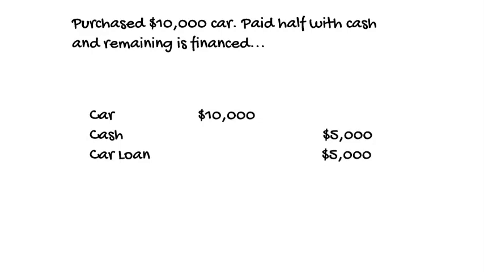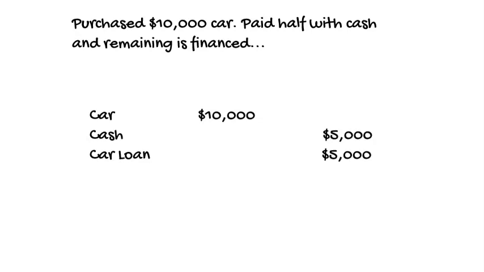We paid half with cash, so we know cash has to be decreased by $5,000. Cash is an asset account, and we know assets decrease on the credit side. So we're going to write down cash and credit it for $5,000. The remaining was financed, so that means now we have a car loan for $5,000, and that is a liability. Liabilities increase on the credit side, so we're also going to credit the car loan for $5,000.